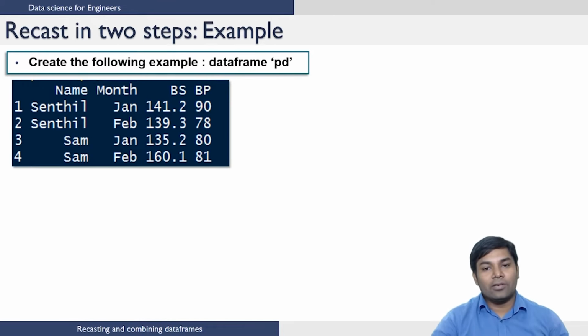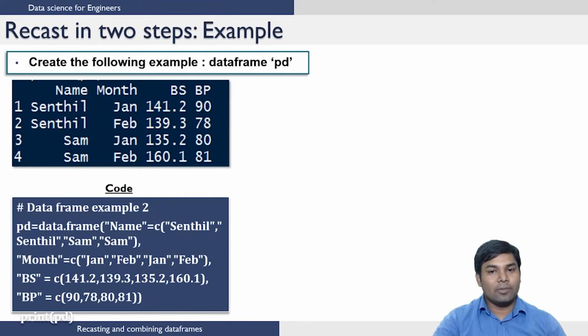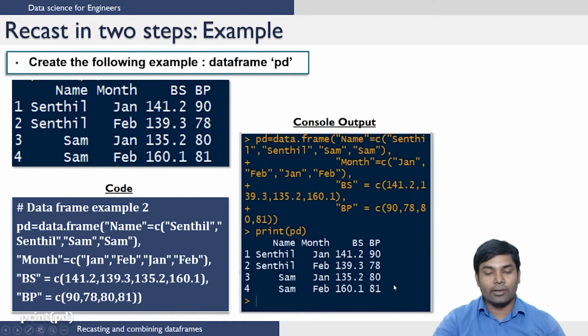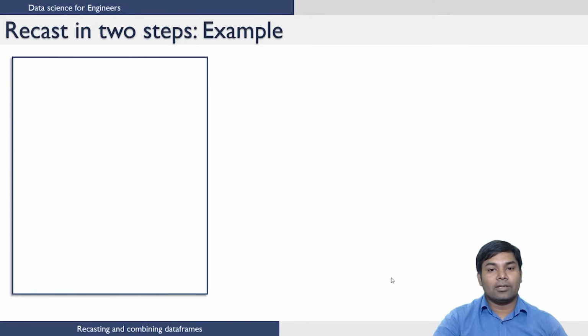In order to do recasting, we have to have a data frame, which is shown on the screen. To create this data frame, you can use the code displayed on the screen, and when you execute it, you will see the data frame shown here. Since we have the data frame now, we can see how to recast the existing data frame into the form we want. Let us see an example to demonstrate how to recast the data frame into another form using two steps. The first one is melt and the second one is cast.